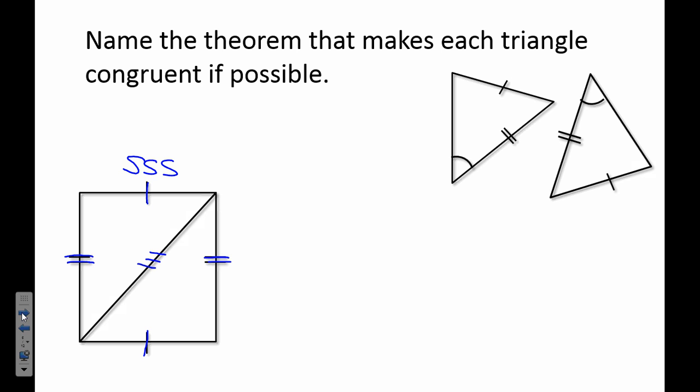What about those two? Okay, we've got an angle, right? We've got two sides, so we think side, angle, side. Does it work? Okay, why doesn't it work? Correct. The angle is not between those sides. Okay. Does everyone see why? Not an included angle, is it?